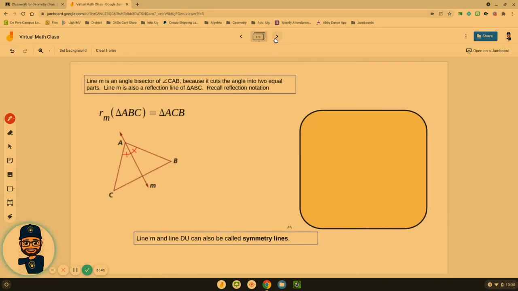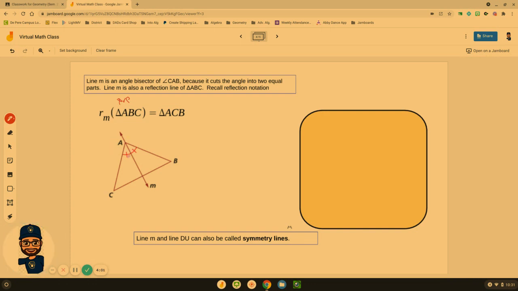Now, what we get is the notation, right? And remember this notation for reflection. Lowercase r over a certain line of the pre-image, right? This was the pre-image, would give us the image. And in this case, line M is the angle bisector.